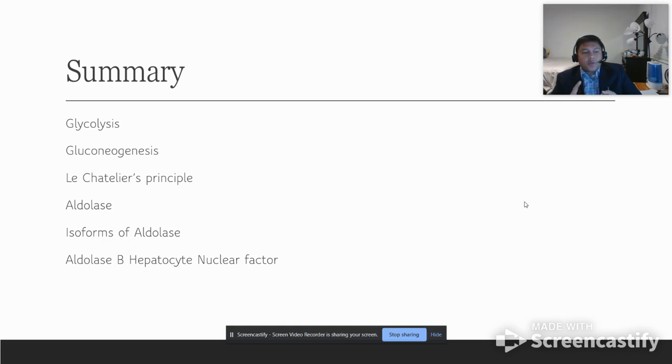We did go over the purpose of aldolase in glycolysis, as well as the reversal in gluconeogenesis. We went over a couple of isoforms of aldolase, as well as aldolase B and hepatocyte nuclear factor.